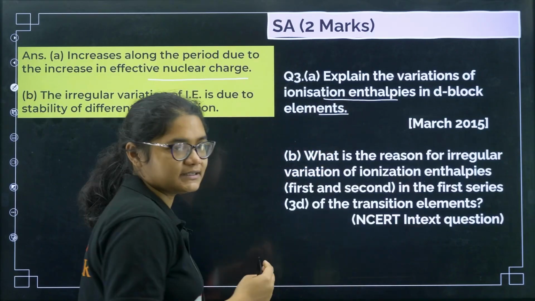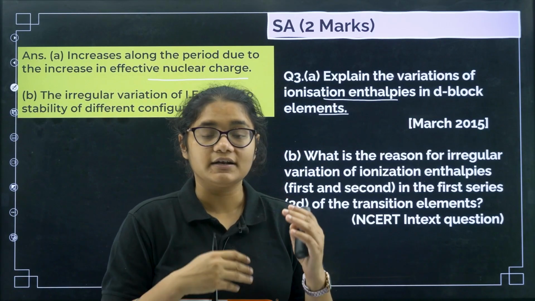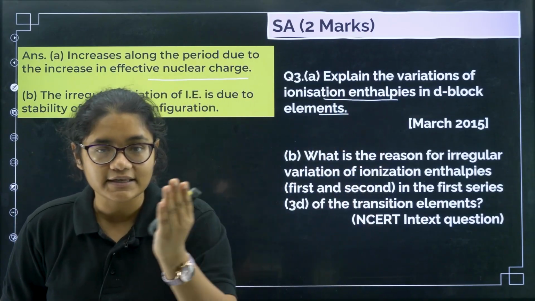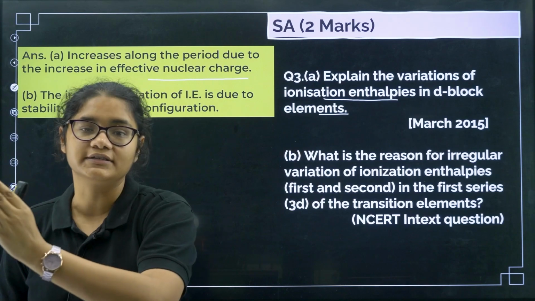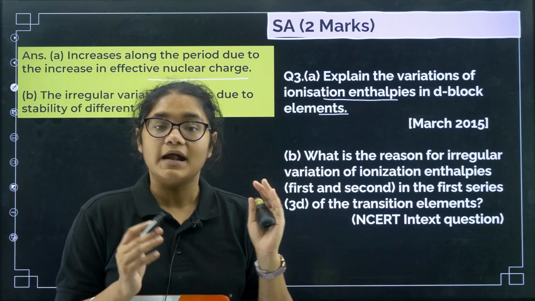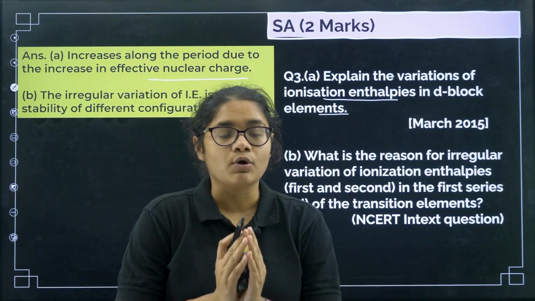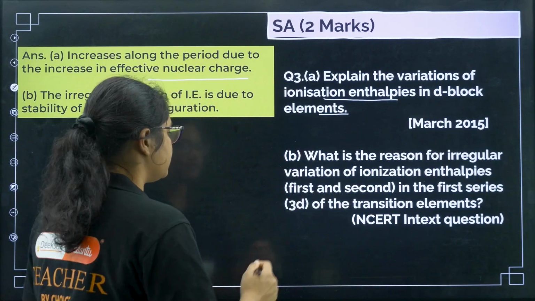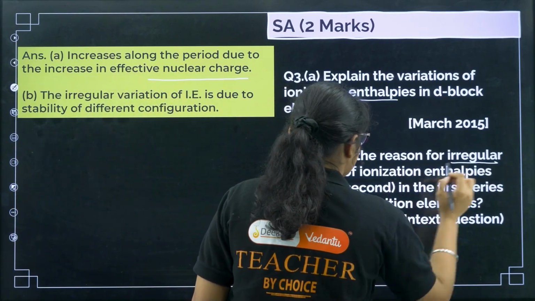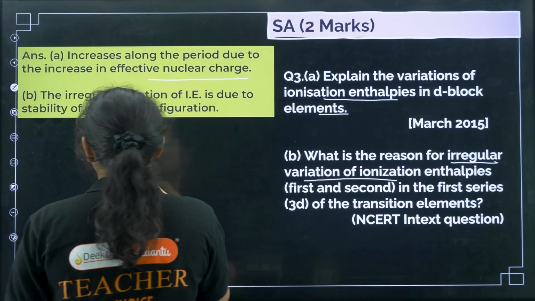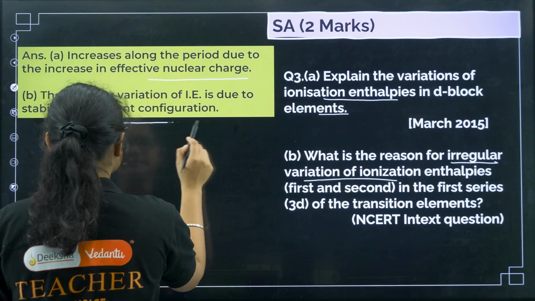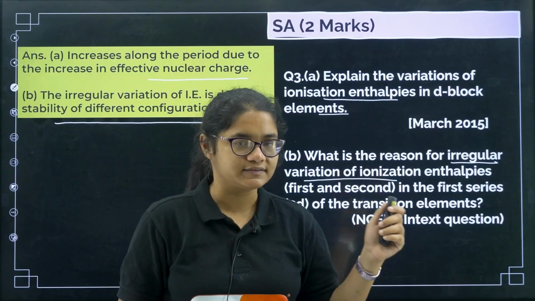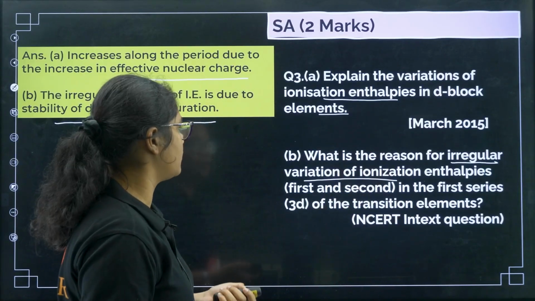So why? We will see that ionization enthalpy is not constant. It is not increasing constantly along the period. That is because of some stable configurations that come in between the series. So why is the ionization enthalpy irregular? That is due to the stability of different configurations. About this we will do in the next question, which we will solve in detail.